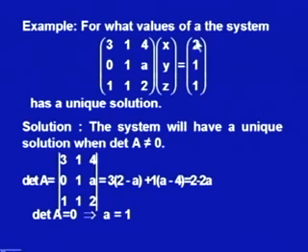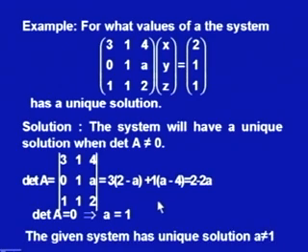So, this system will not have a unique solution when A is equal to 1. For all other values, the system will have a unique solution. So, the given system has a unique solution when A is not equal to 1. This is the conclusion on the basis of this.